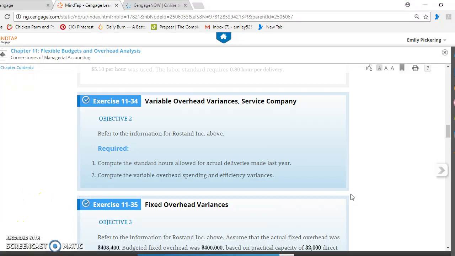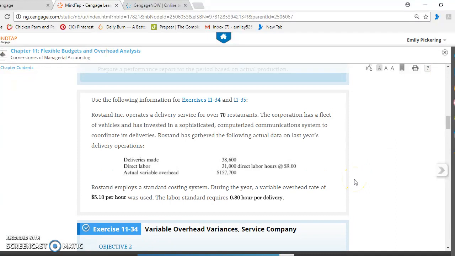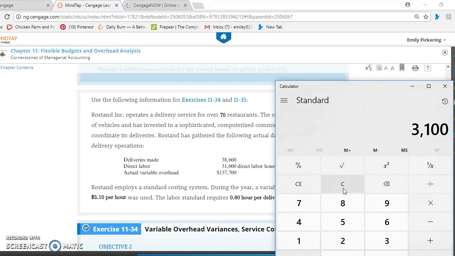All right, so the second part of this is to do the variable overhead spending and efficiency variances. So let's take a look at that. Now, when we are doing our actual overhead variance and our budgeted and our applied, we're going to need to use those formulas. So in this case, we're going to take our overhead rate of 5.10 and multiply it by the number of direct labor hours on our budget to get our budgeted number. So 31,000 times our 5.10 budget. So 158,100. Now, what did we actually spend? We actually spent 157,700. So we have a favorable variance here of 400.